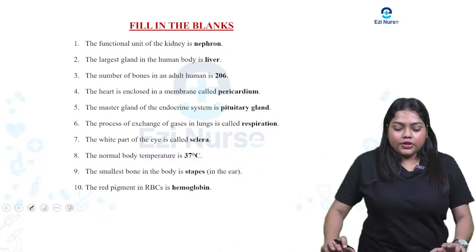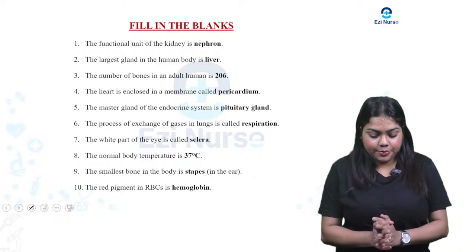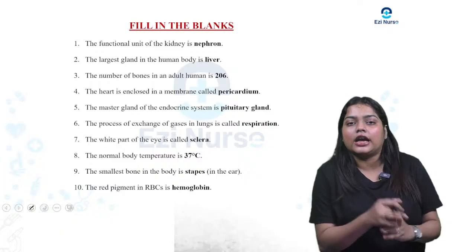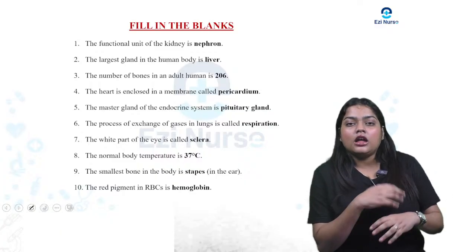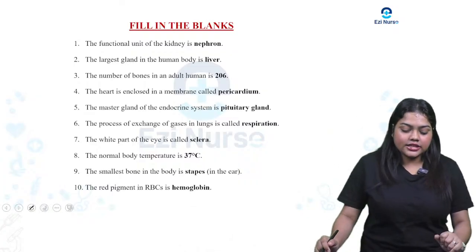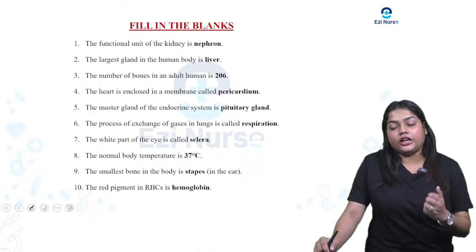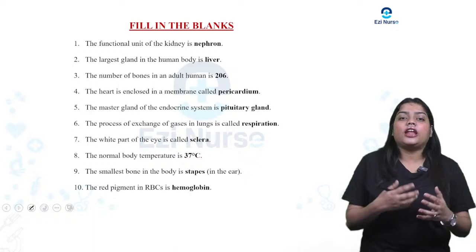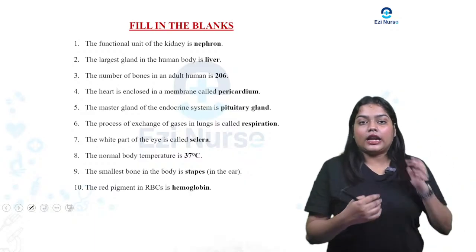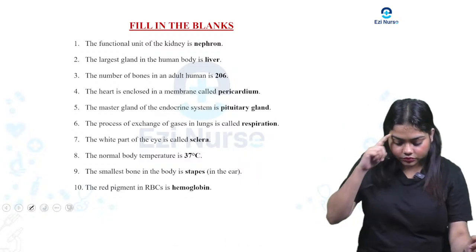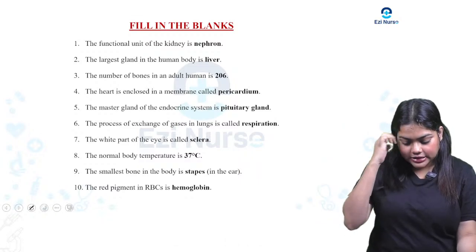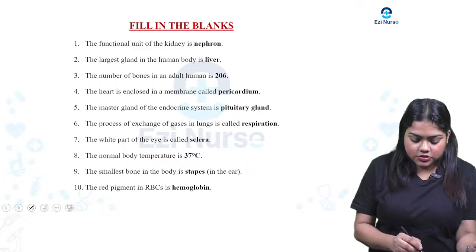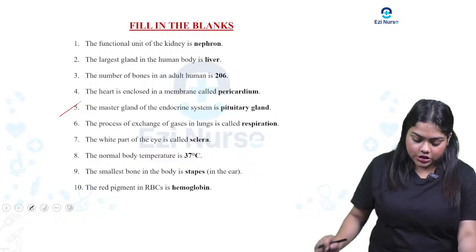Next question: the heart is enclosed in a membrane which is called the pericardium, the superficial layer covering the heart. Next, the master gland of the endocrine system. We know the pituitary gland handles the whole endocrine system, so it is called the master gland of the endocrine system, and of our body as well. This question has come 2-3 times, so try to remember this.